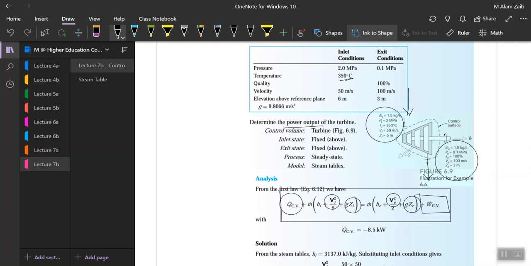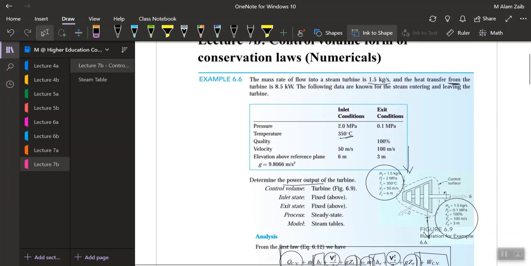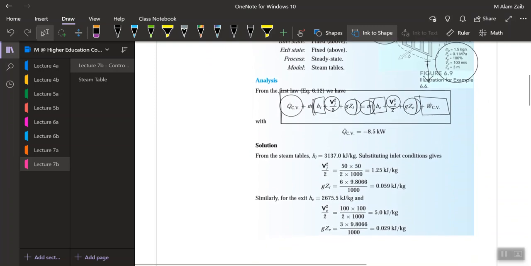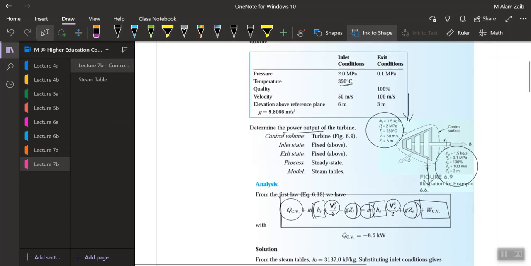The only unknown, apart from the work done, we have got the enthalpy at the inlet and enthalpy at the exit. We have already got the mass as well, which is 1.5. As for the steady flow, the mass rate is constant throughout, which is 1.5 kg per second. So finding the kinetic energy, finding the potential energy would be easy, just putting the value and getting the answer itself. Now finding the enthalpy at the inlet.